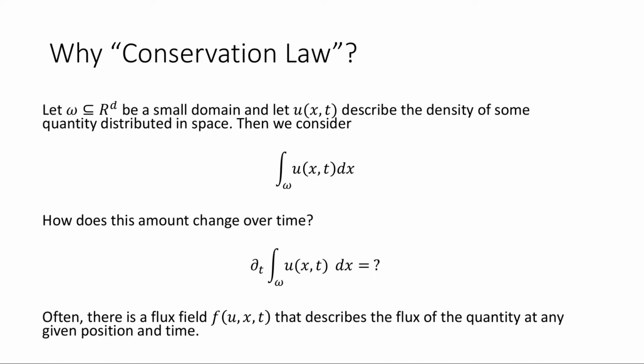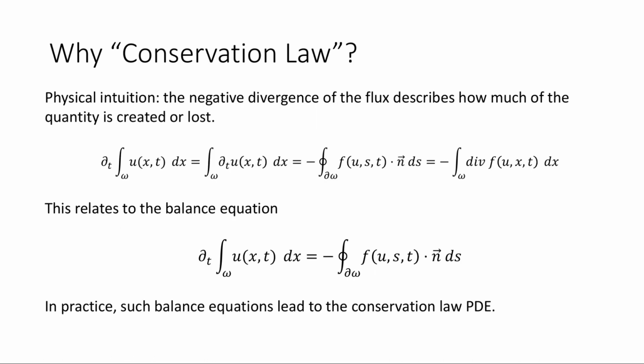How does this amount change over time? In other words, what is the time derivative of u(x,t) integrated over the small domain omega? Now, in many physical settings, there's a flux field, depending on u, x, and t, that describes the flux of the quantity at any given position and time. The physical intuition is as follows. The negative divergence of the flux describes how much of the quantity is created or lost in the small domain omega. We formalize it as follows.